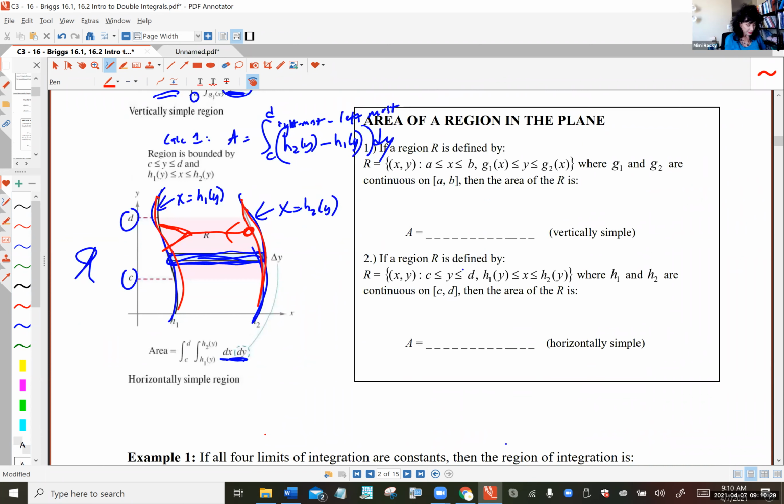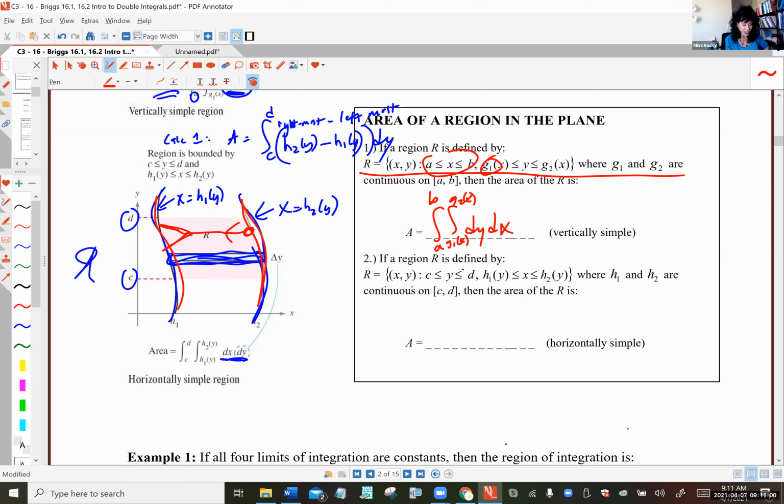So to repeat, if you're dealing with a vertically simple region where y might have variable limits, but x goes from a pure number to a pure number, your double integral will be dy dx, and you'll put the pure numbers as limits for your outermost integral, and then g1 of x and g2 of x, since they're telling you that y is between these two, and they're telling you just by the way they did the inequality who's shorter and who's taller.